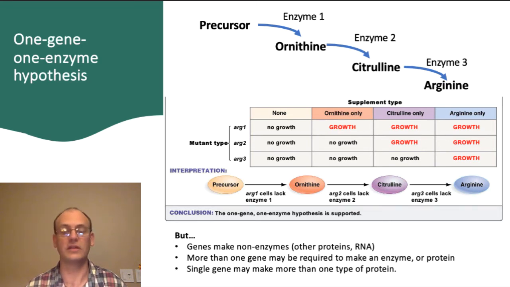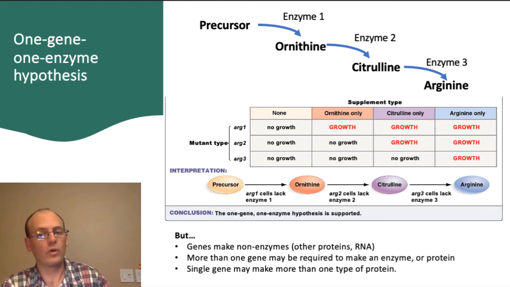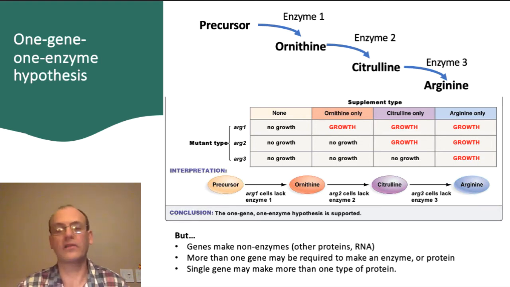We also know that more than a single gene may be required to make a functional enzyme or protein. This is the case particularly when the quaternary structure of the protein involves two separate polypeptides. Finally, we also know that a single gene may make more than one type of protein through processes such as alternative splicing, which we'll learn about in a separate lesson.